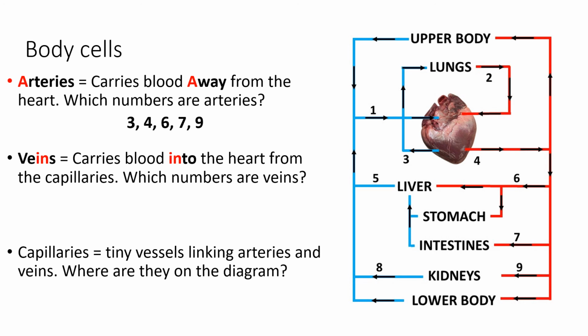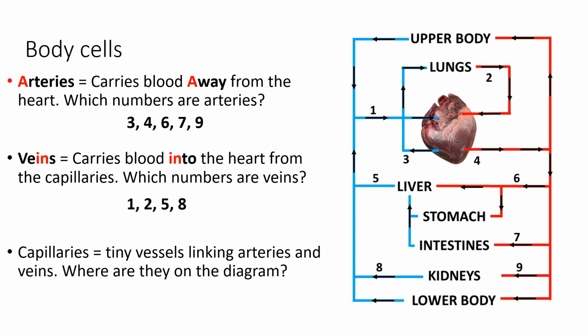In terms of the second question, which numbers are the veins? Take a moment, have a quick look through, see if you can work it out. And the numbers of the veins are as follows. Again, notice that one of the veins is actually colored in red, and it is the pulmonary vein just coming from the lungs into the heart.